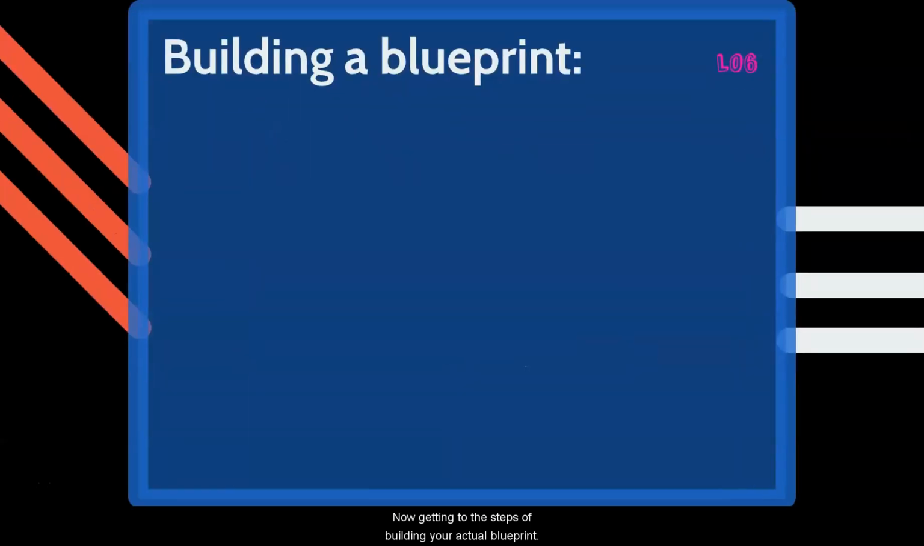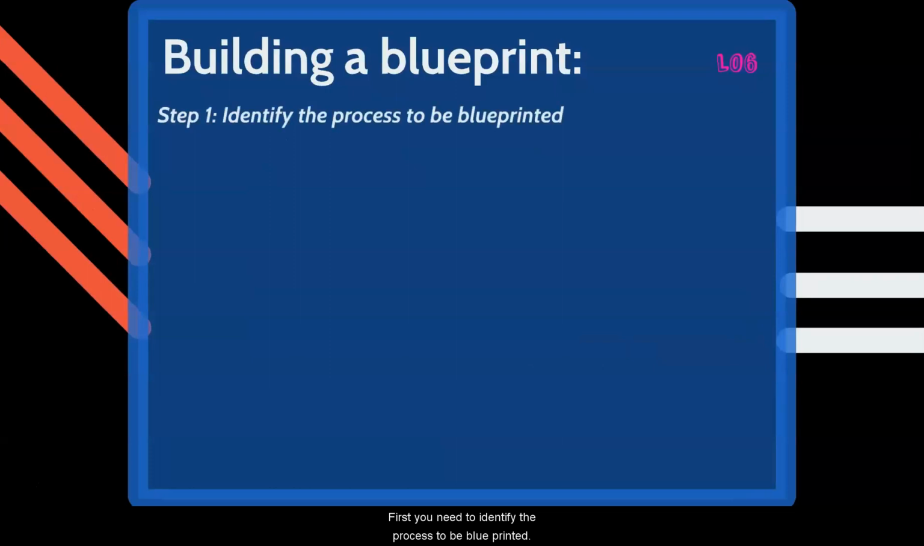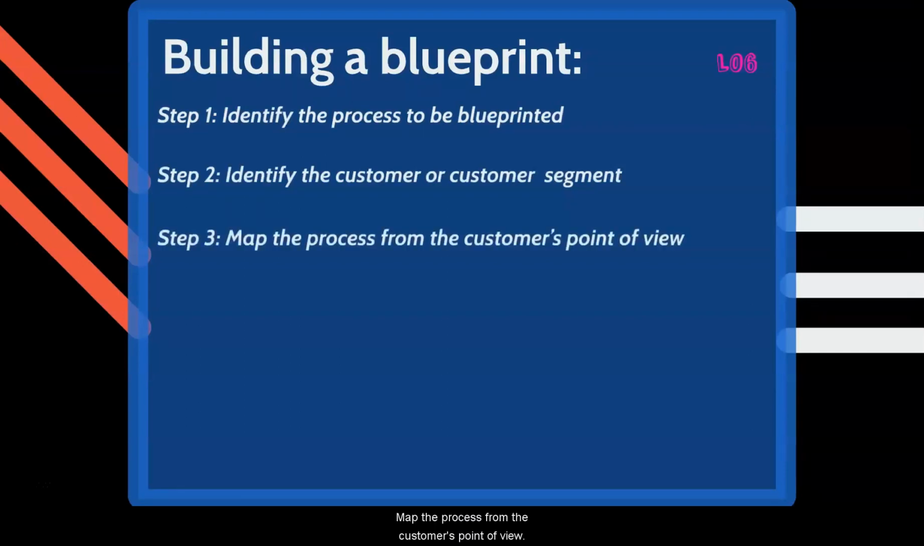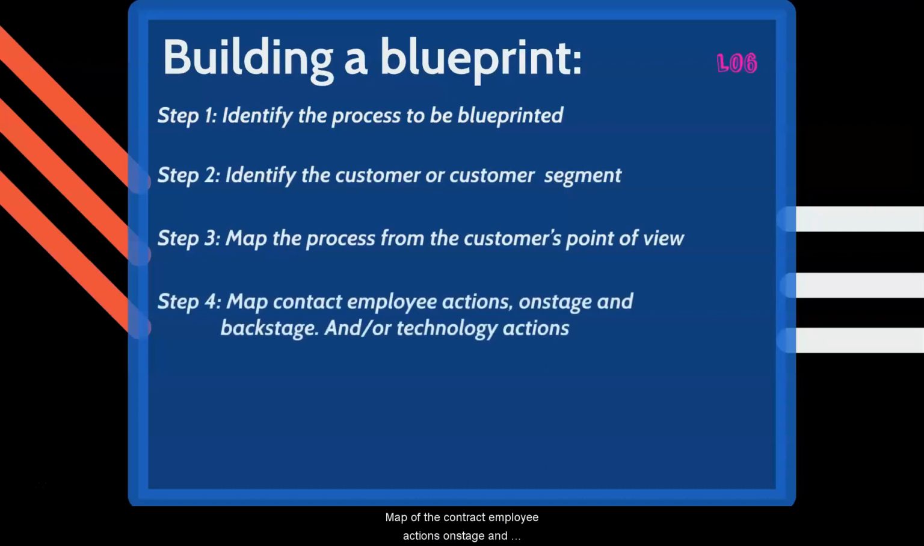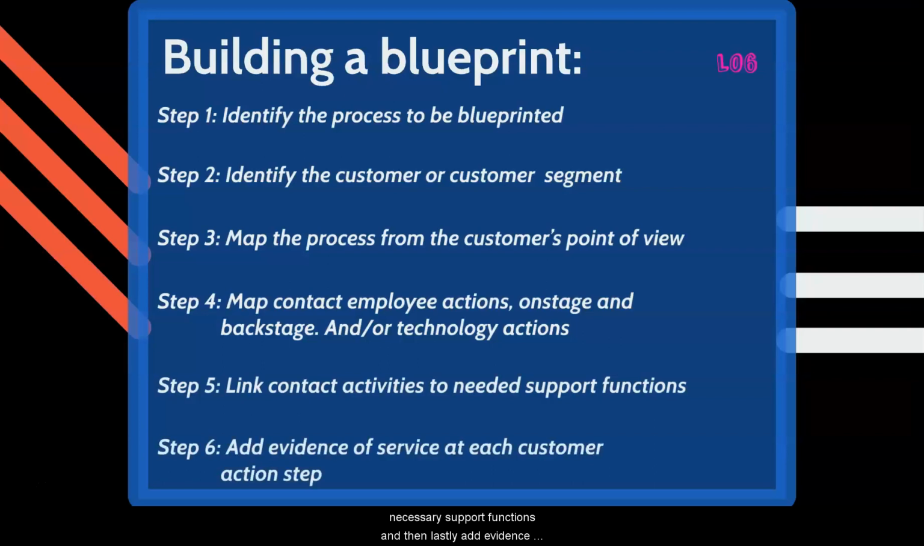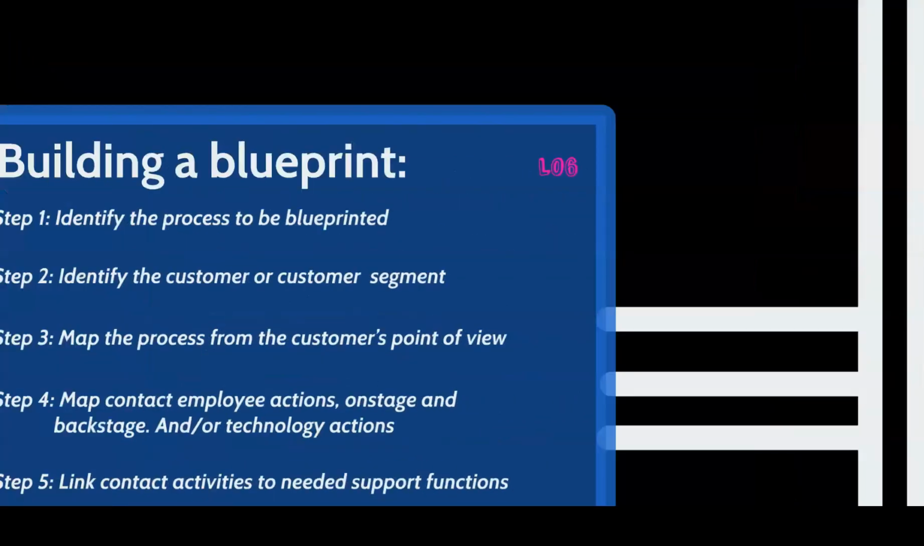Now, getting to the steps of building your actual blueprint. First, you need to identify the process to be blueprinted, identify the customer or customer segment that you are targeting, map the process from the customer's point of view, map the contact employee actions on stage and backstage, and or technology actions, link contact activities to necessary support functions, and then lastly, add evidence of service at each customer action step. All of these steps are detailed in the textbook. Make sure you refer to the exact process to follow to build a service blueprint, but we will get into the practical side of this.